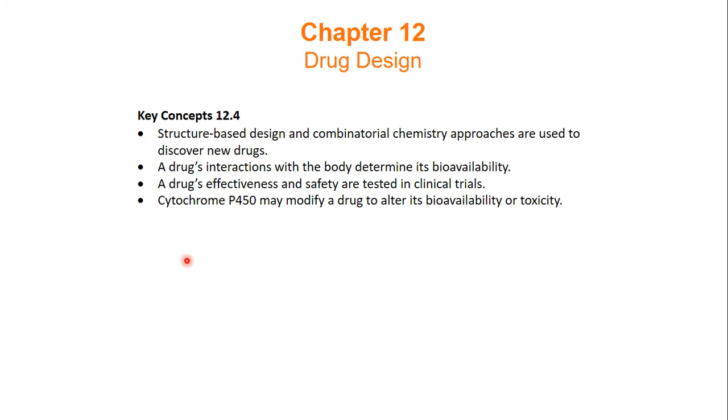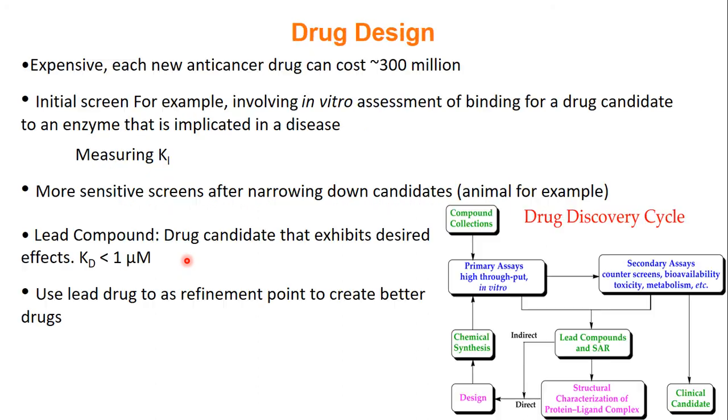In this video, we're going to go over the basics of how you can design a drug. Drug design itself is a very expensive and long process. Each new drug costs $300 million on average. Some anti-cancer drugs can actually go up to $1 billion to make.